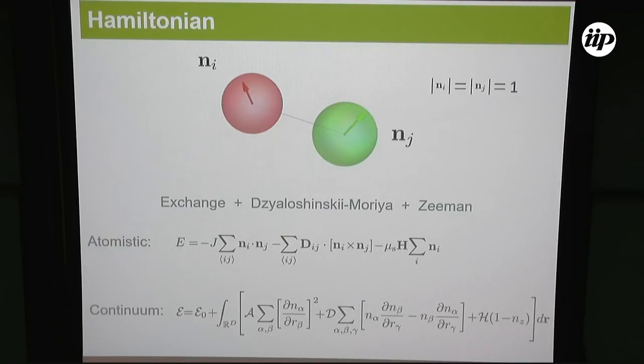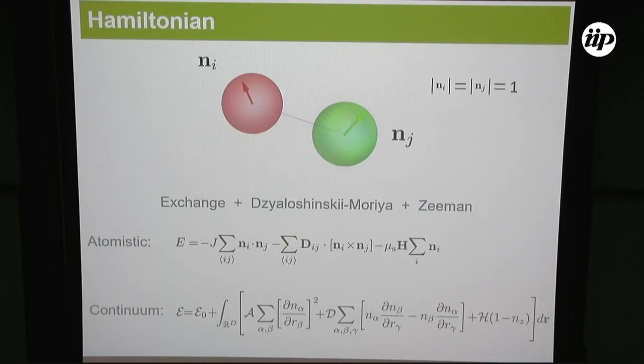Yeah, and what kind of interactions do we have? We have ferromagnetic exchange, the Dzyaloshinskii-Moriya interaction, it's in the middle, or in the continuum representation, it's also named Lifshitz invariants, and Zeeman energy, so the energy in an external magnetic field.